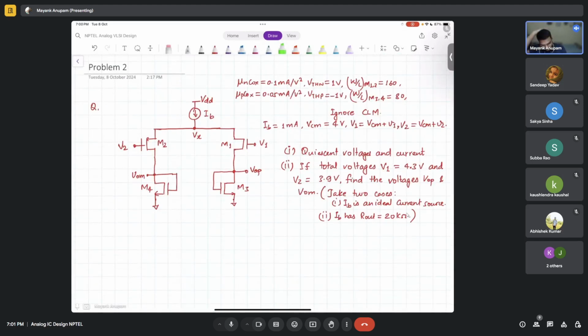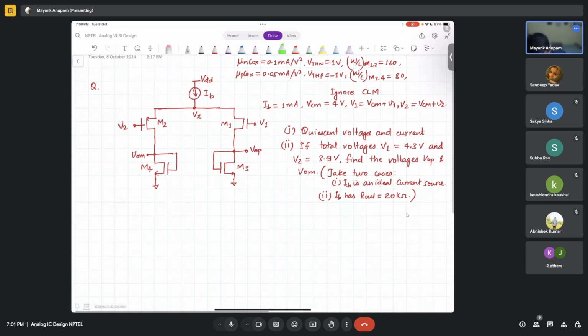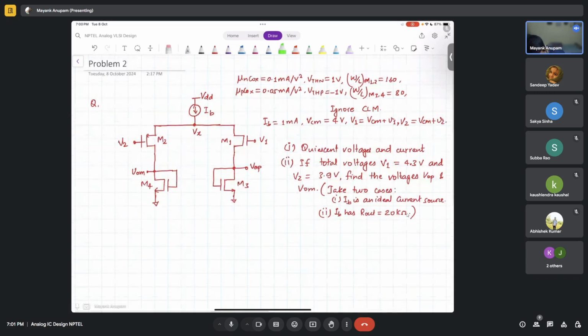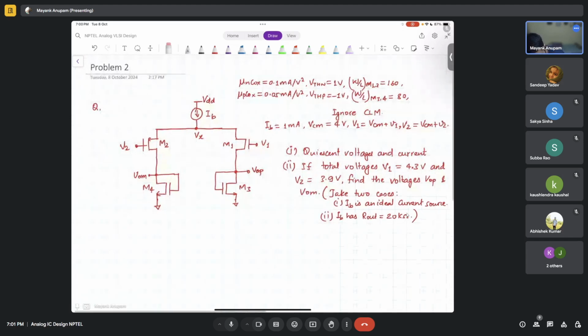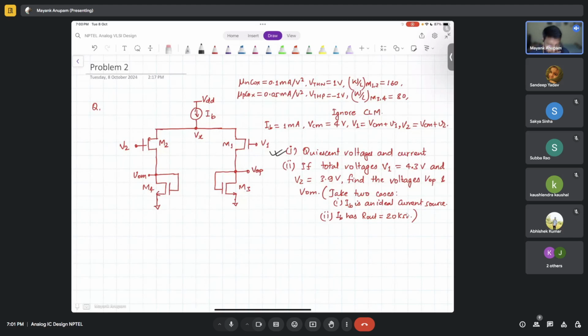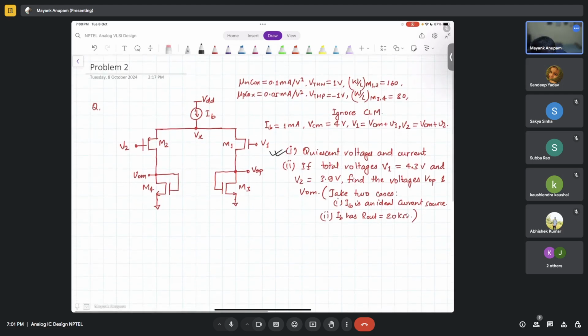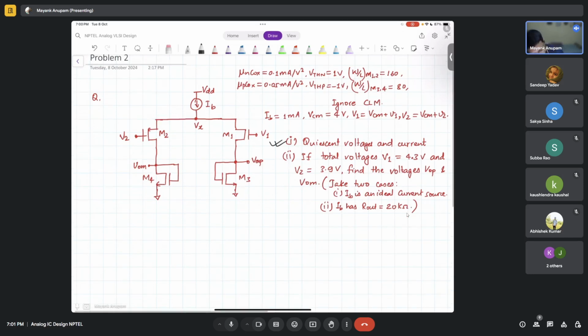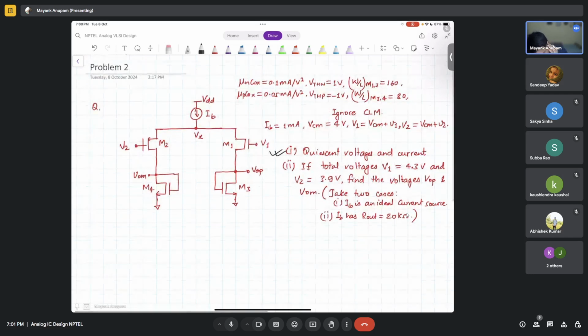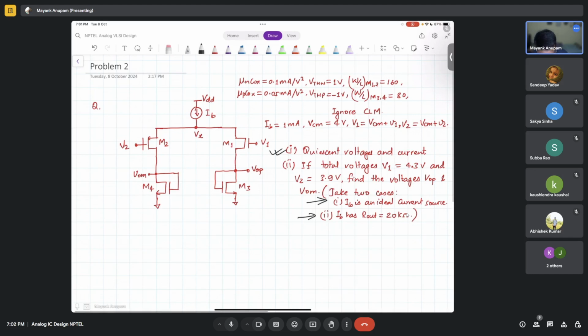After this is the example. This is a question that is very similar to the one that you have in your assignment. So first, tell me something. You can quickly find out the quiescent voltages and current, right? That is not a big task here. Now, the difference that I've taken here from the case of the assignment is this particular thing.